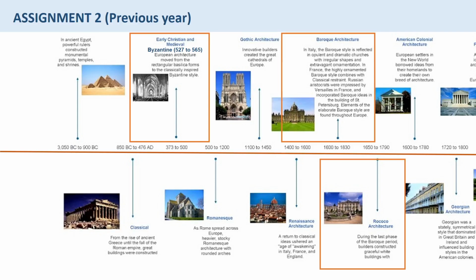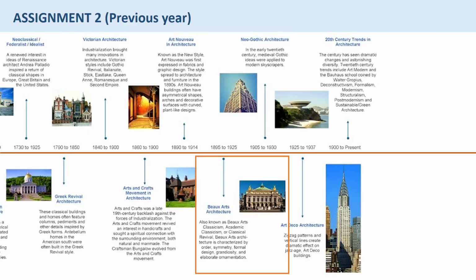Then we have Rococo. During the last phase of the Baroque period, builders constructed graceful white buildings with a lot of ornamentation and heavy detailing, but very free flowing detailing. That was Rococo architecture. Then American colonial architecture, and then Georgian architecture. These were some other periods.